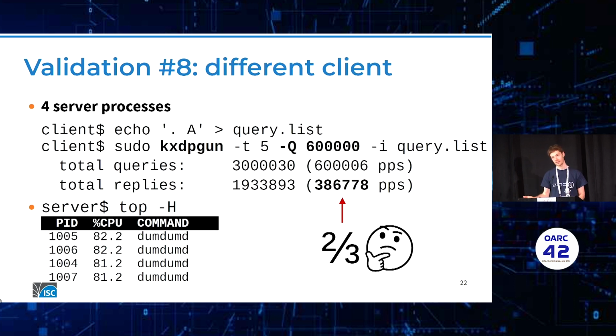In the beginning, we thought that the server side was the problem, so we exchanged the server implementation. Here, we might theorize that the client side is the problem. So instead of DNS-perf, we use the tool called KXDP-GUN. There is an improvement. We are getting to roughly 2/3 of the expected throughput, and on the server side, we can see that the load distribution is more even. So we've actually solved a problem, but again, not the last one.